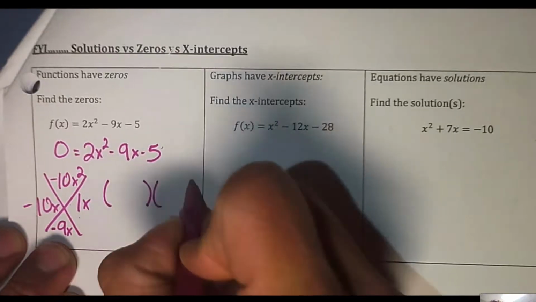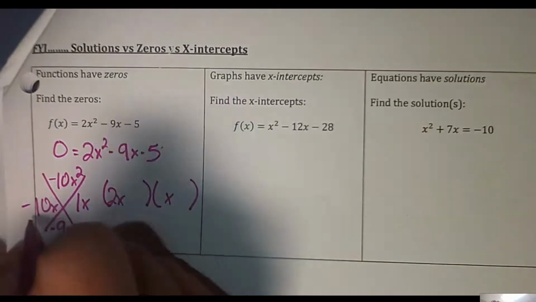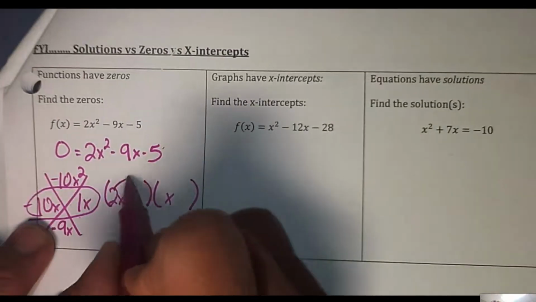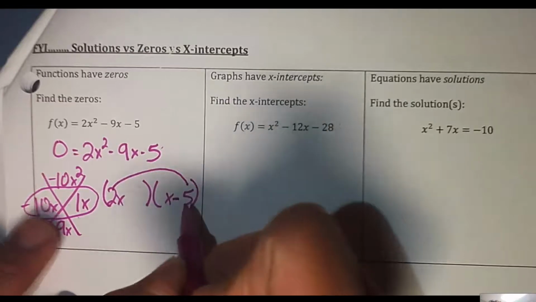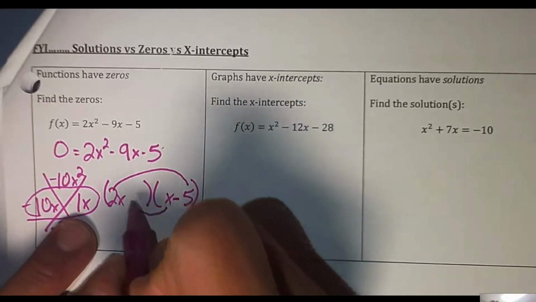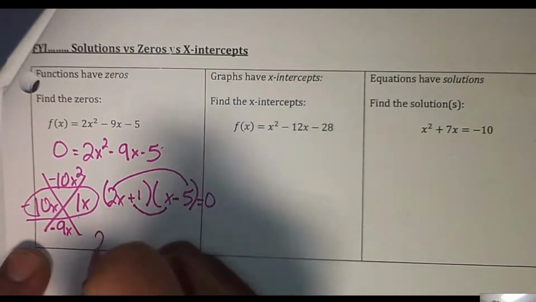So who are the neighbors that met? So 2x will meet x to give you 2x squared. And then 2x, for instance, can meet a negative 5 to give you this. And then x can meet a 1 to give you this. And then I can just set them each equal to 0.